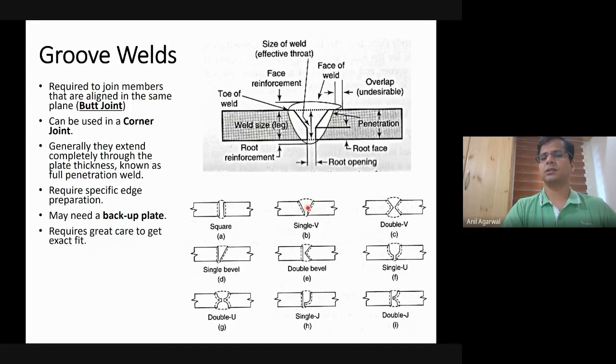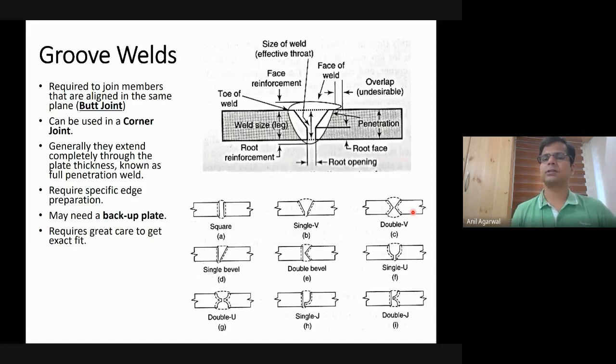This angle is 60 degrees, so the total angle is 60 degrees. For 60 degrees, the cross section area of this portion is the amount of material you had to remove and then refill with the filler material of the welding. If you compare that with the cross section area of this and this combined, which had to be removed and refilled, you will see that double V offers you a significant advantage.